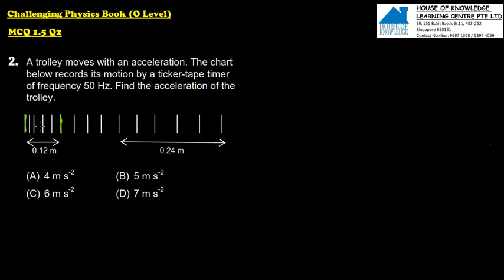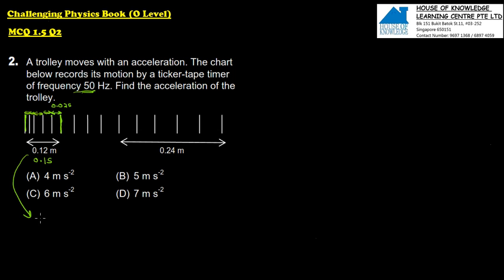So we need to understand that given the frequency is 50 Hertz, that means the time between two lines from here to here is 1 over 50, right? That is 0.02 second. Now, how many segments are there here? 1, 2, 3, 4, 5 segments. 5 segments times 0.02 is 0.1 second, right? So the time taken is 0.1 second.